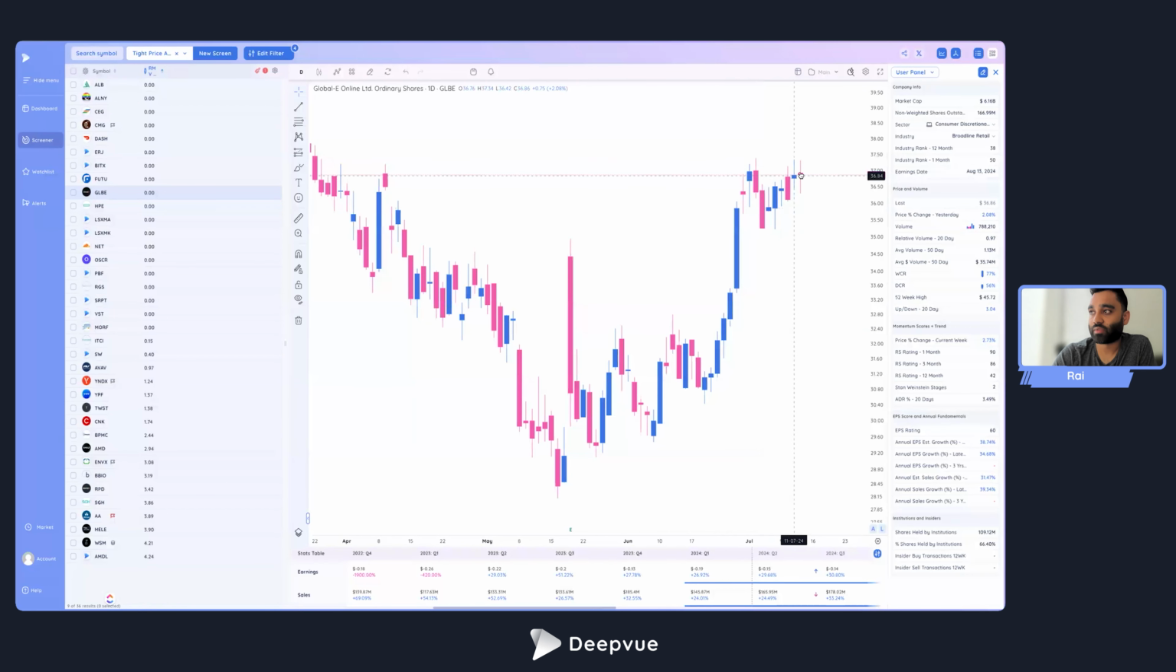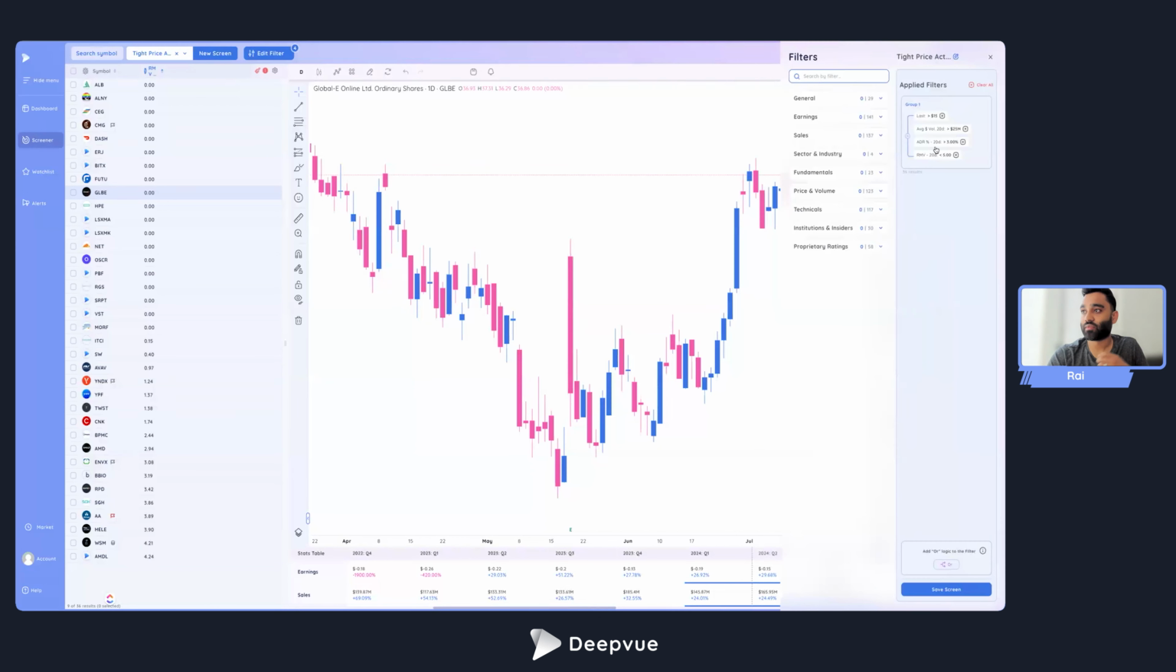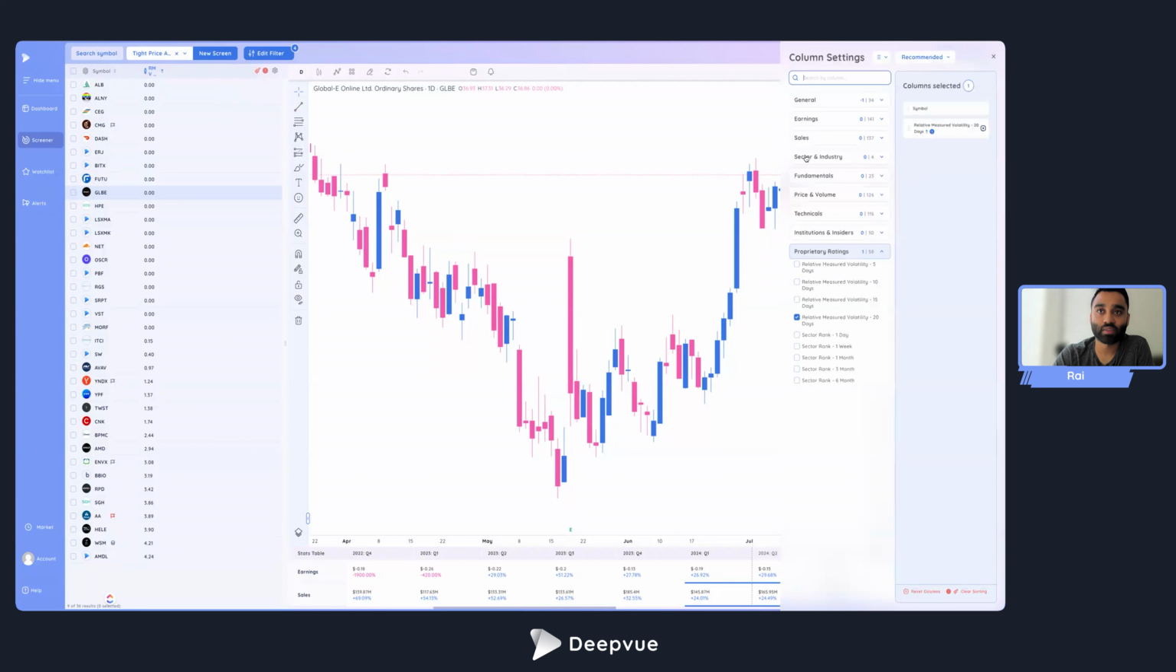So if I get rid of this recommended column and let's just say I want to see relative measured volatility, I go down to relative measured volatility and sort my results by that. Now you're sorting by relative tightness, and anything that's a 0 is the tightest price action for that stock on a 20-day basis relative to itself.